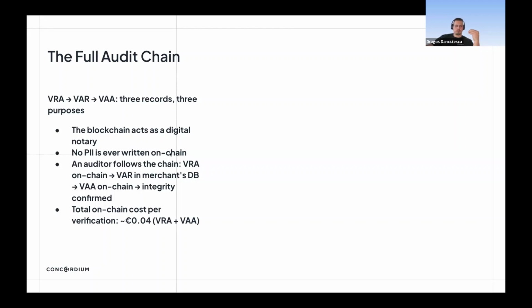And if an auditor wants to actually check that the user was over 18, they won't have to actually look at the user's data. They will just be able to follow the initial request that was put on chain as a transaction. Then as a merchant, you will have to provide the anchor that is in your database. And then at the end, they will be able to check the final audit anchor that is stored on chain. And this will prove that integrity was confirmed. Now, the total on-chain cost will be around 4 cents. So again, this is much smaller than all of the other solutions that we've discussed.